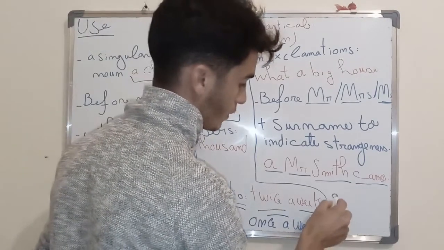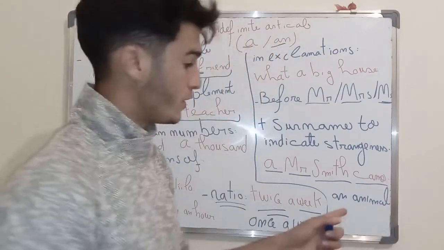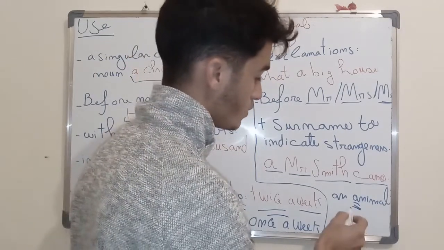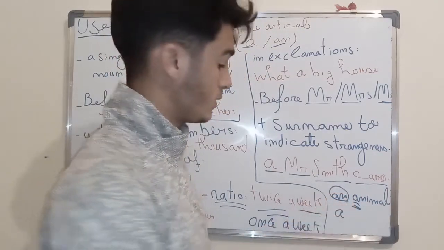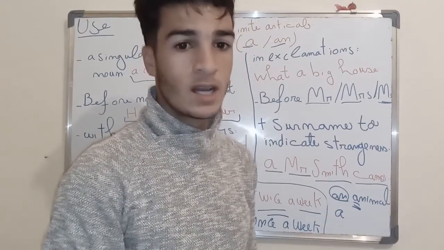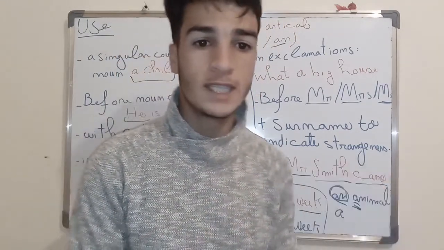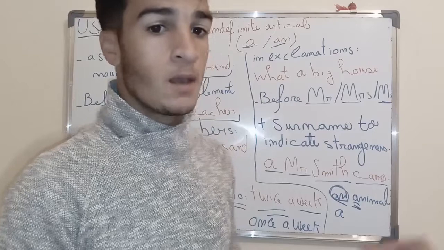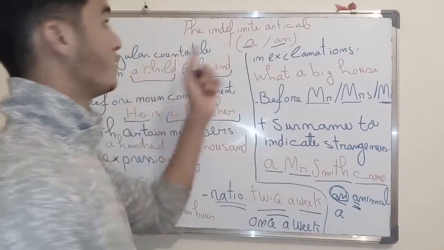Let's give an example here, for example, an animal. As you see here, the word animal starts with a vowel. So in this case, we don't use a alone, but we use a plus n, so an animal, because if we say a animal, it doesn't sound good, okay? We use the an in order to give a good pronunciation of the two words, okay? So that's all about the use of the indefinite article.